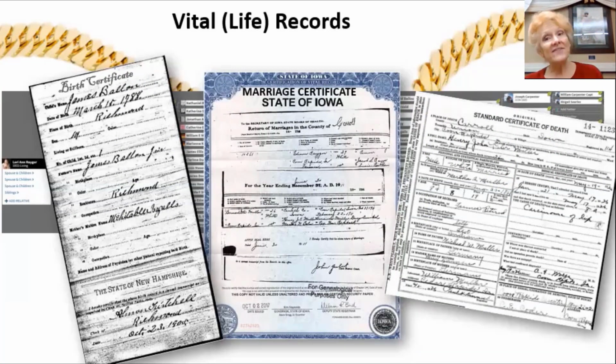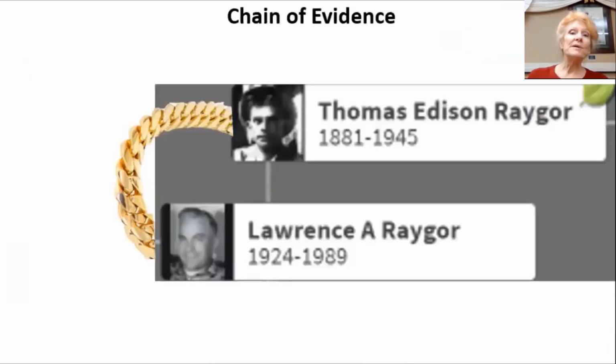We create a chain of evidence between the generations. The goal is to answer the question, are these two people truly related? Record all the evidence you can. Work to build up that chain of evidence in which each link is strong enough to support the next.